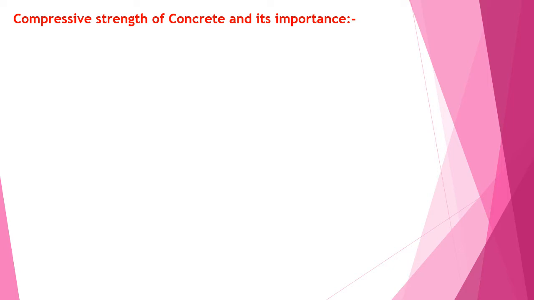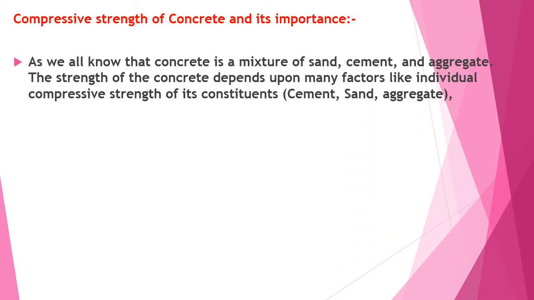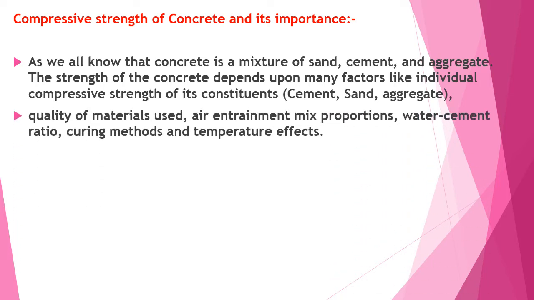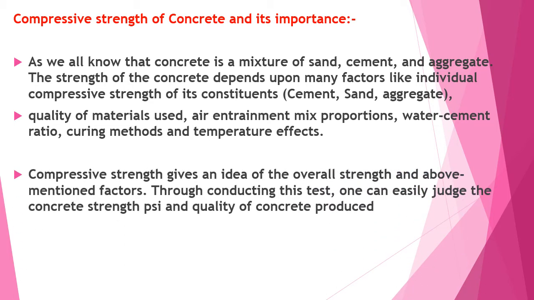Compressive strength of the concreting and its importance. As we all know, the concreting is a mixture of sand, cement and aggregate. The strength of the concreting depends upon many factors like individual compressive strength of its constituents, cement, sand and aggregates, quality of material used, air entrainment, mix proportion, water cement ratio, curing method and temperature effects. Compressive strength gives an idea of the overall strength and the above mentioned factors. Through conducting this test, one can easily judge the concreting strength in PSI and quality of concreting produced.